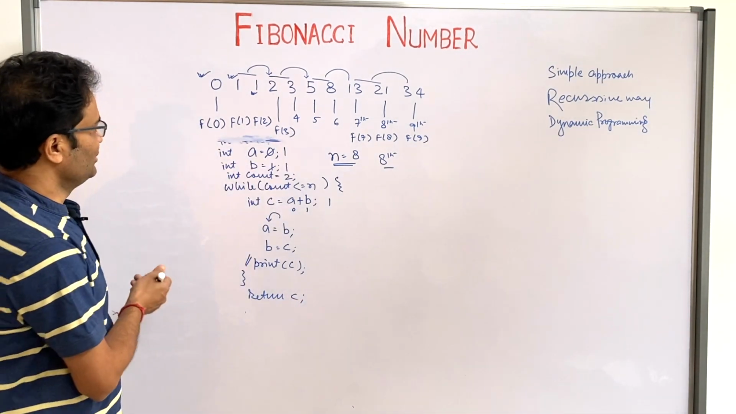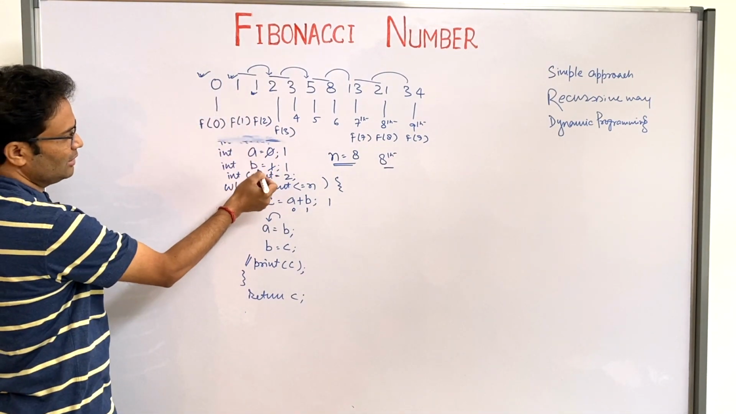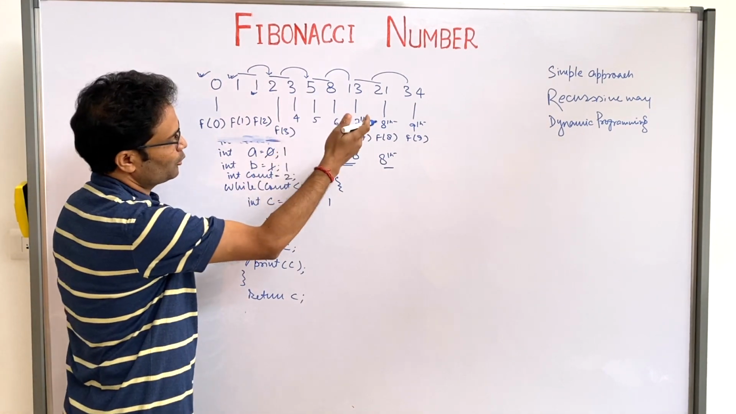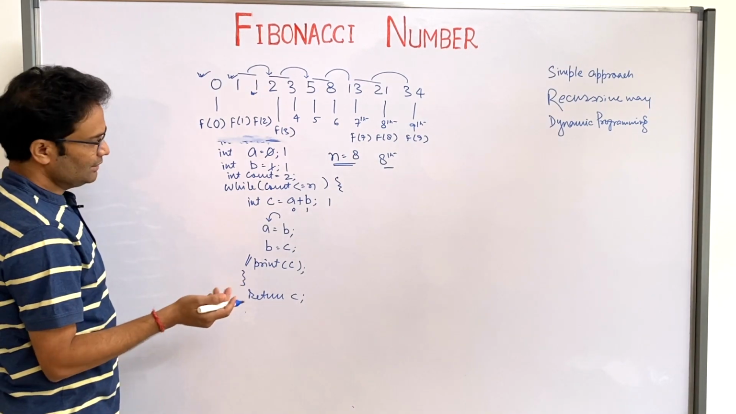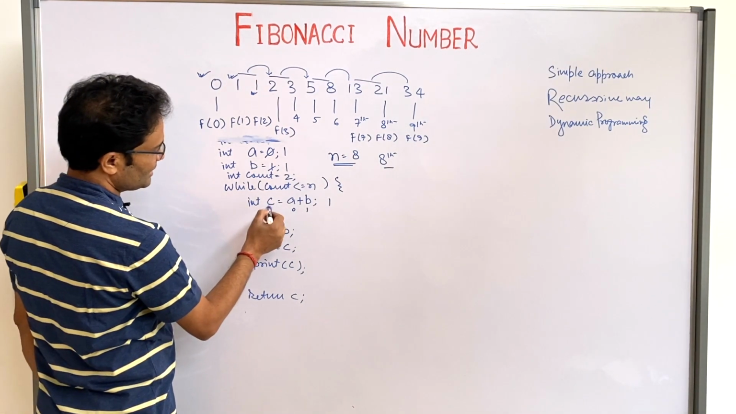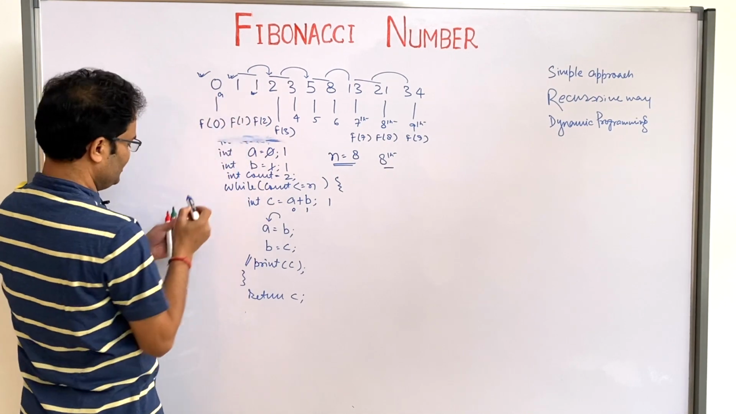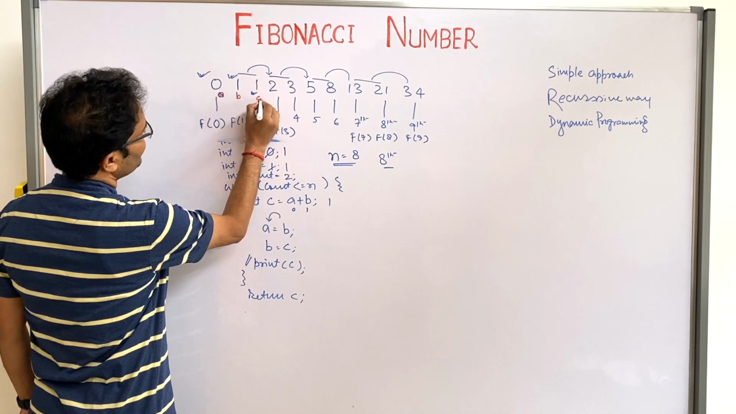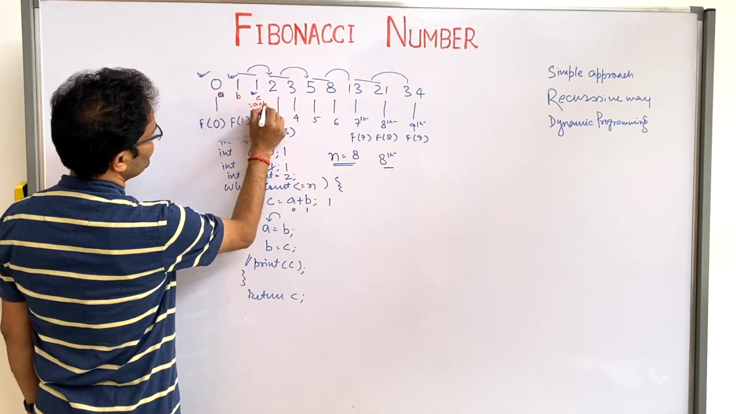Let me explain again. By default, take 0 and 1 into the A and B variables. Make one counter, so you can count how many positions of the Fibonacci series you want to generate, and then make C equal to A plus B. So if this is A and this is B, make C, right? C is always equal to A plus B.